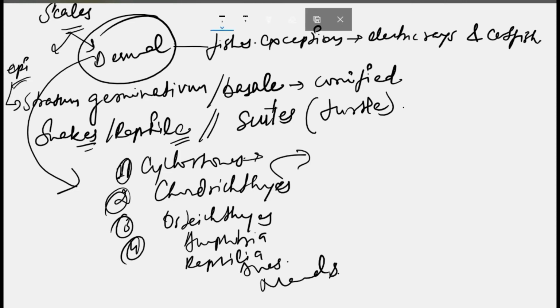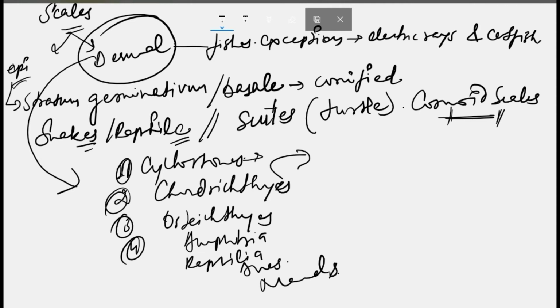As I've already told you, we are not studying placodermi here because they are extinct species. So this type of scale they are having is cosmoid scale. You just have to memorize this name of the scale that primitive fishes used to have. In this lecture, we are going to see the comparative anatomy of scales in living fishes.